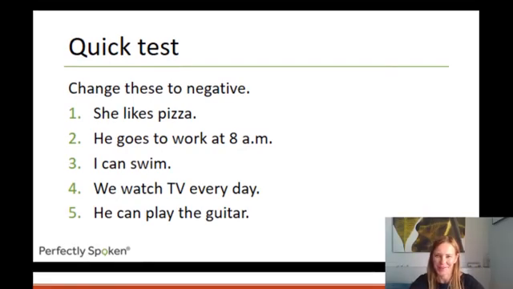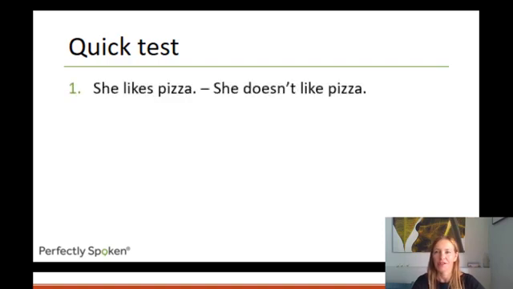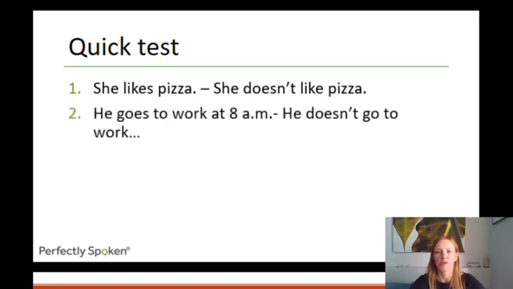Okay, all right. Let's have a look at the answers. She likes pizza. She doesn't like pizza. Notice you've got the infinitive in the negative, the like, because the auxiliary verb does the work. Okay. He goes to work at 8 a.m. or 8 o'clock. He doesn't go to work.